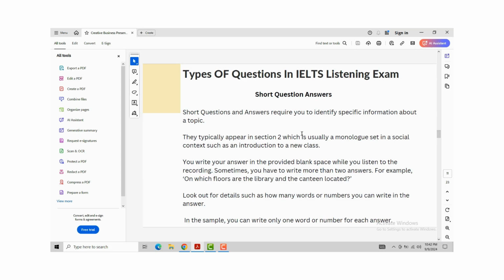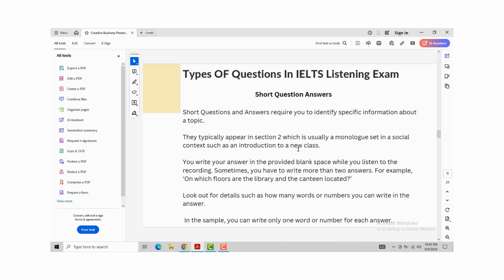The fifth type of question you can expect in the IELTS listening exam is the short answer question. Short answer questions require you to identify specific information about a topic. They typically appear in section 2, which is usually a monologue set in a social context such as an introduction to a new class. In short answer questions, you have to find information about a specific topic.